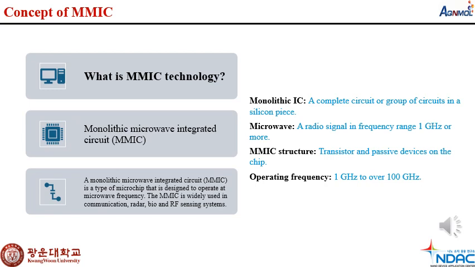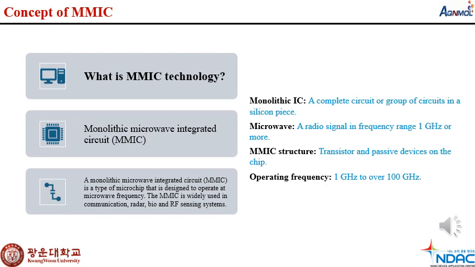Another two important things we need to know here: one is microwave, and another is the MMIC structure. How can we structure this MMIC, and what is the microwave frequency? Microwave is a radio signal in the frequency range of 1 GHz or more, and we can structure this MMIC with transistors and passive devices on the silicon chip. And finally, what is the operating frequency of this MMIC technology? The operating frequency should be 1 GHz to over 100 GHz for this MMIC technology.